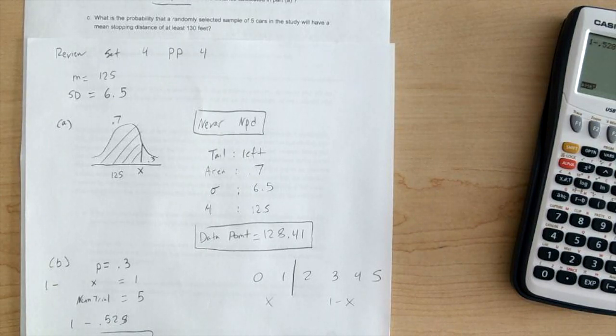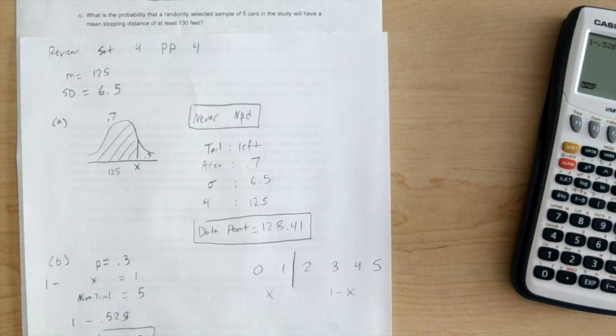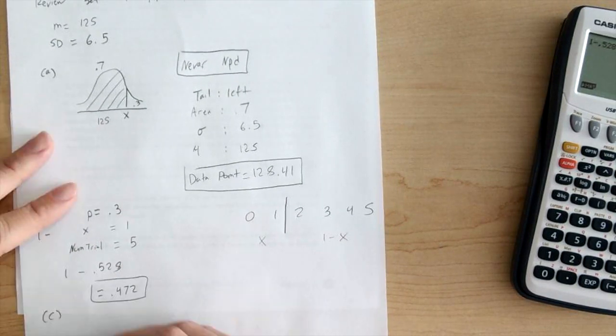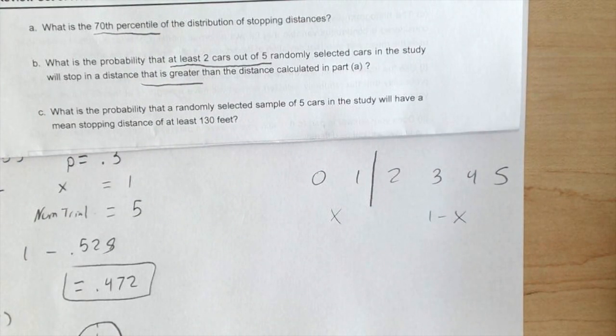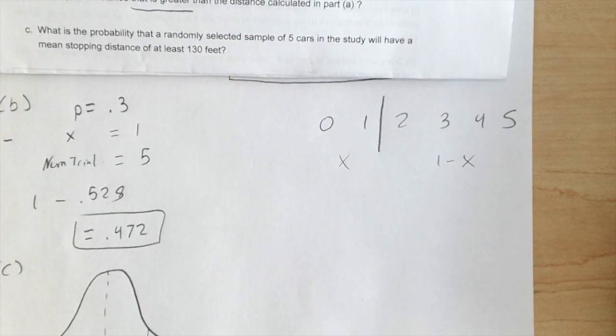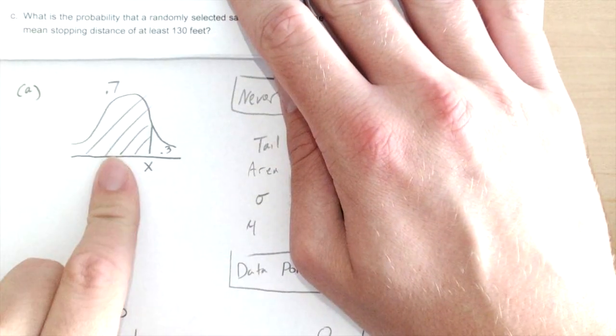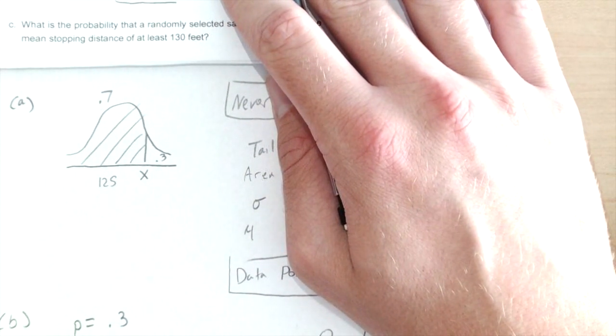So it says, what is the probability that a randomly selected sample of 5 cars in the study will have a mean stopping distance of at least 130 feet? Now here's the big concept. This graph represents what's going to happen to a single car, right? What makes this difficult and interesting is that we're no longer talking about what's going to happen to a single car. We made that graph before, and we know that we can find probabilities about how many cars will stop at this distance, and that we can find percentiles.